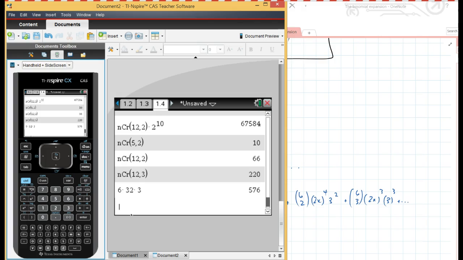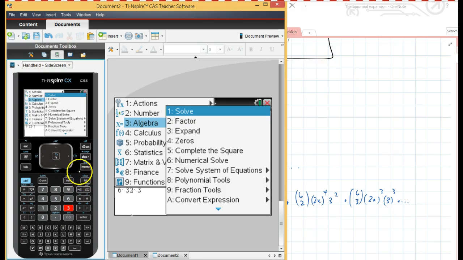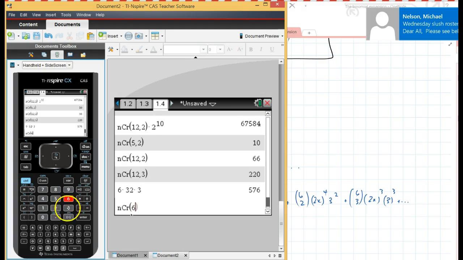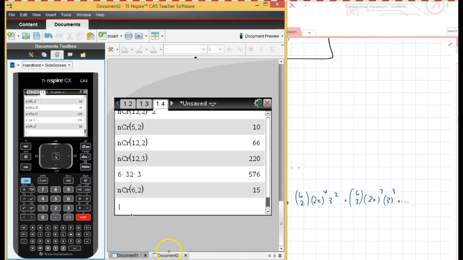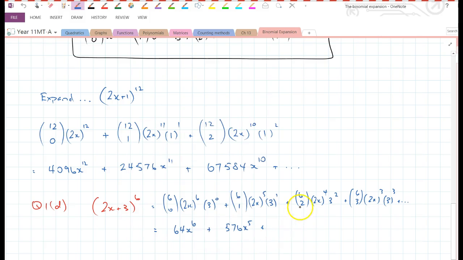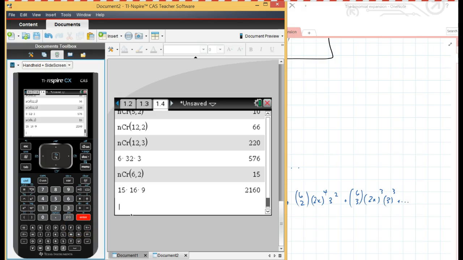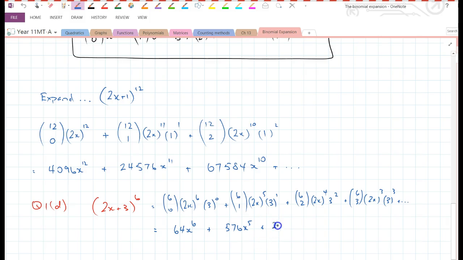Now 6c2, I'm going to need some help with that. 6c2, menu 3, no, that's incorrect. Menu 5, 3 is 6c2. Hit enter. I've got 15. Now hit times that by, what am I timesing it by? 2 to the 4, which is 16, times 3 squared, which is 9. So I get 2,160. 2,160x to the power of 4.